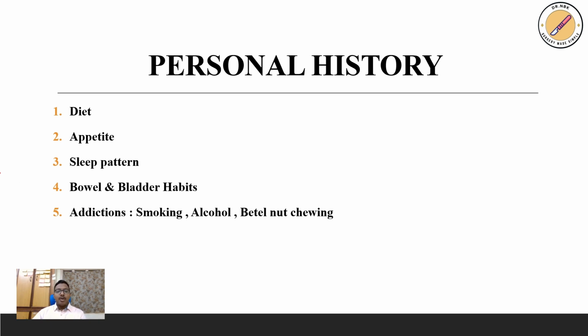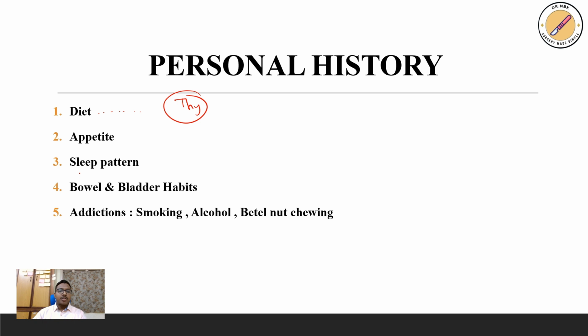Again, personal history. What are the main things? One is type of diet. How is type of diet important? It is mainly important in, for example, a thyroid case. So we need to ask specifically whether the patient is taking more of the Brassicaceae family. And there are certain other things we need to ask regarding diet, whether the patient is purely vegetarian or has a mixed type of diet, etc.